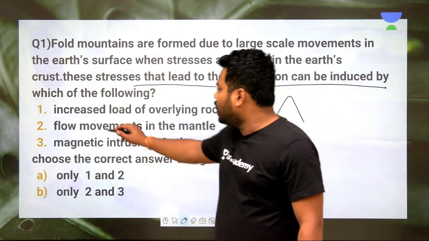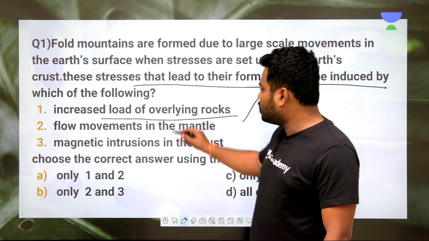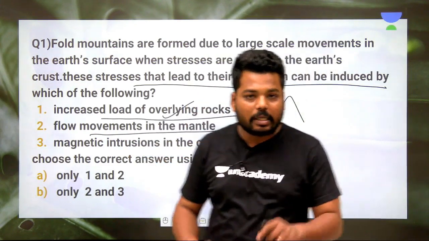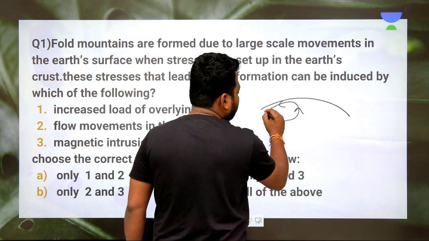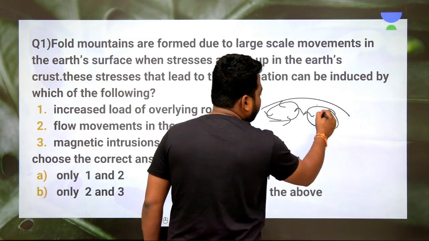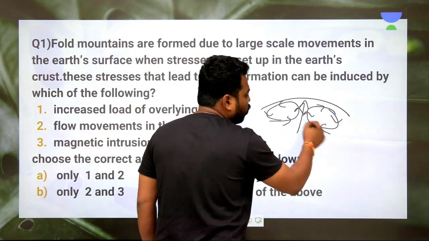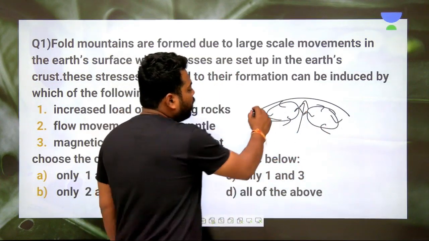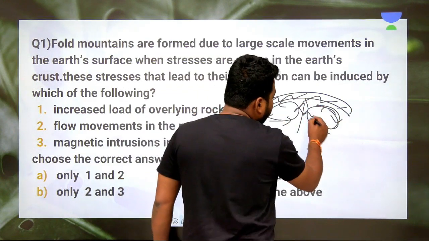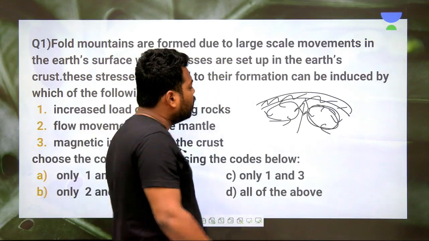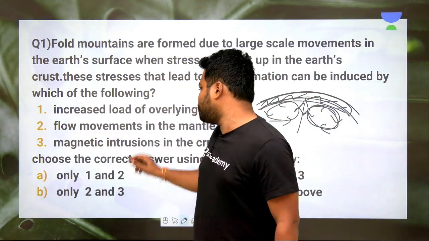What generally happens is increased load of overlying rocks. This is also true, this is a perfect statement. Along with that, flow movements in the mantle. Yes, this is true. What is flow movement in the mantle? In the mantle, we would have a convective cell. We call it the convectional cell theory, which was propounded by Arthur Holmes. What generally happens is this magma would tend to rotate and form a cellular structure, which will make the lithosphere, which is floating on the asthenospheric layer, move. This cell movement will help in this movement. Lithospheric plates move, and hence option 2 is right.